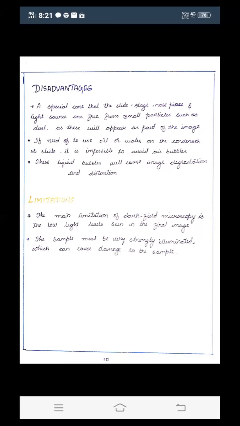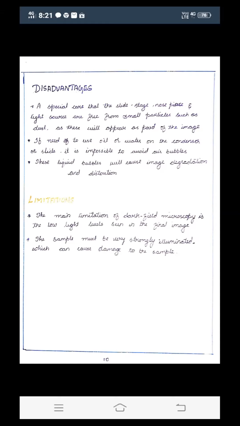If needed to use oil or water on the condenser or a slide, it is impossible to avoid air bubbles. When we use oil or water on the condenser or slide, it may cause air bubbles. These liquid air bubbles cause image degradation and distortion.